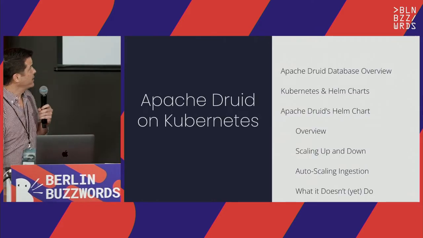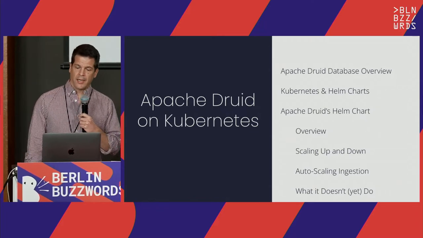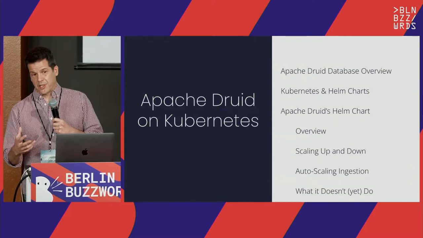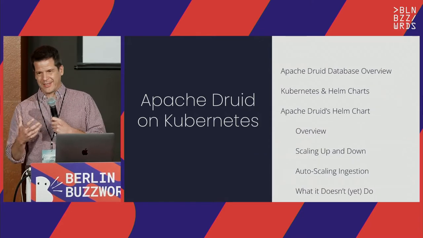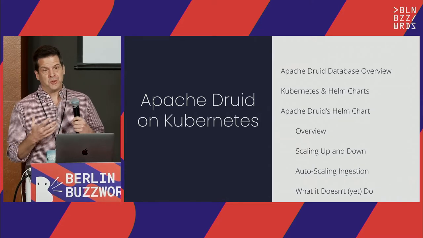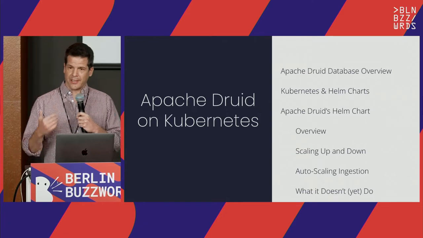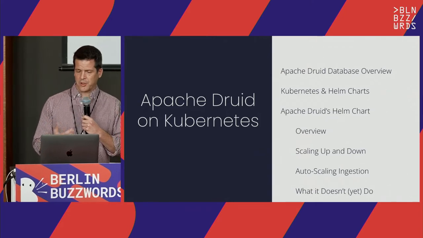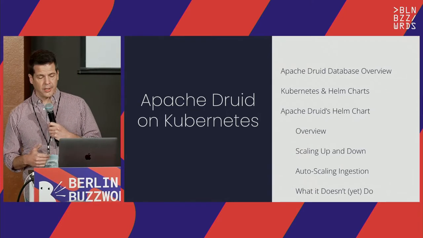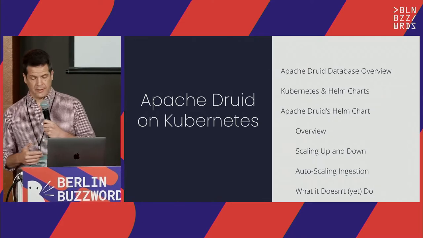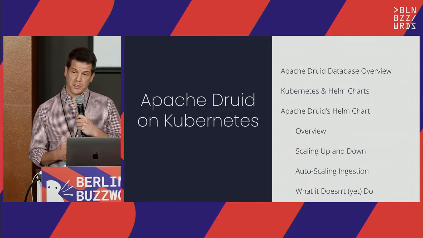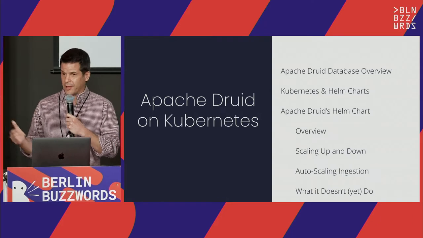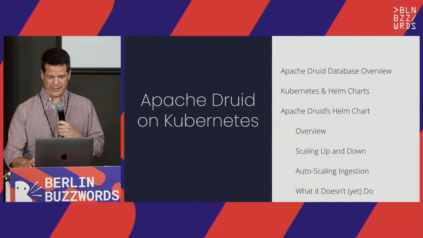So what we're going to talk about today is an overview of what Apache Druid is. We'll talk a little bit about what Kubernetes is and what Helm charts are, because Apache Druid is hard. We'll see the architecture, and it's hard to implement it unless you use something to help you orchestrate it, and Kubernetes and Helm charts help. So we'll go into the Apache Druid open source project's Helm chart. It has a Helm chart of its own. We'll go into an overview of the Helm chart, how you can use it to scale the cluster up and down, how to use auto-scaling for ingestion, and the things that are missing from the Helm chart where we want help from other developers to get involved in the project and improve it.